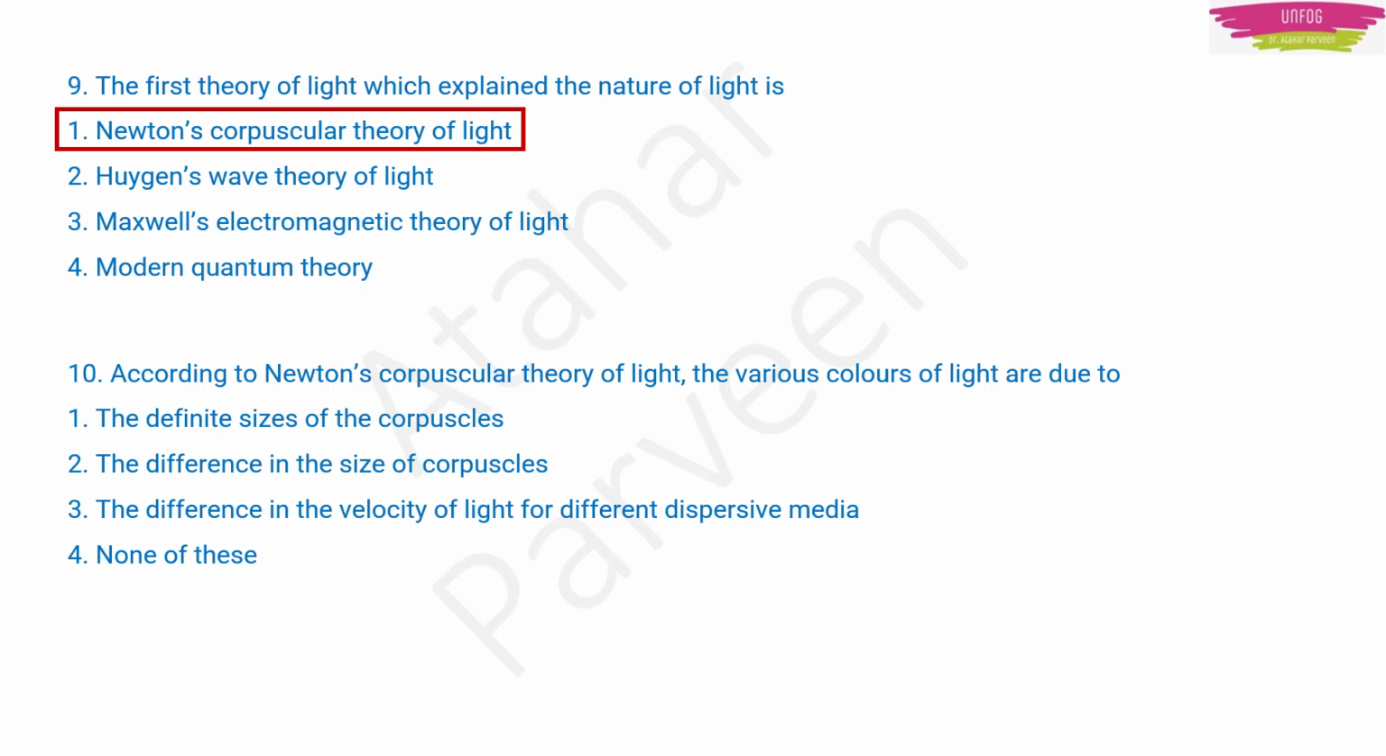Then 10th question. According to Newton's corpuscular theory of light, the various colors of light are due to difference in sizes, right? He told that the sizes of the corpuscles are different, so their colors are also different. That is wrong, but it was his assumption. So this is the right answer for this question, okay?